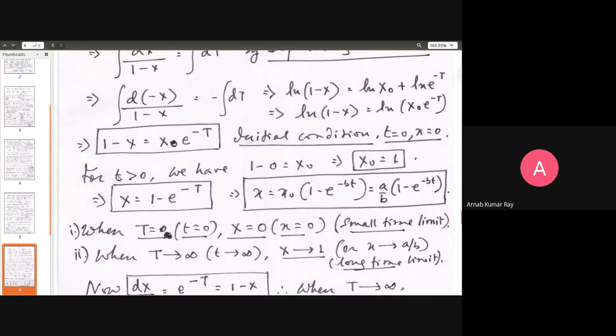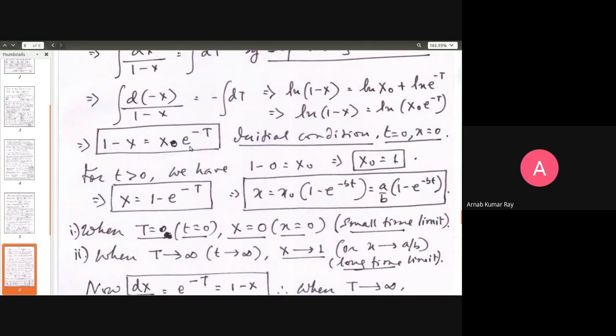So for t equal to 0, this is another error, but it is there in your correction sheet. This is equal to 0. For t equal to 0, this is not greater than 0. For t equal to 0, we have 1 minus 0. So when small t is equal to 0, capital T is also equal to 0.